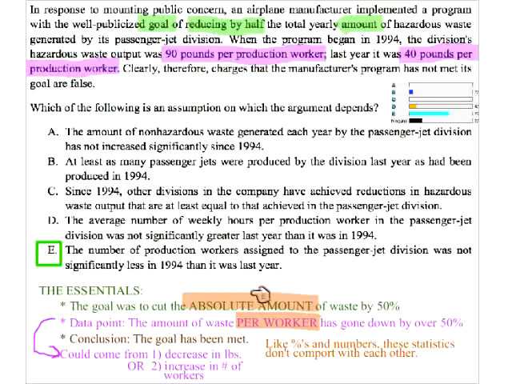Even though you're going to go outside the argument, you still have to stick to the only topics at hand here: amount of waste, number of workers, and amount of waste per worker. Any statistic that doesn't have a bearing on these things is not going to affect the argument. So it doesn't matter how many jets we made. It only matters how much waste was produced by how many people.